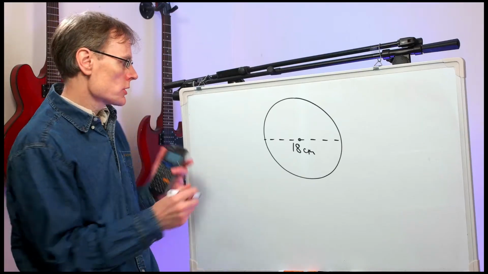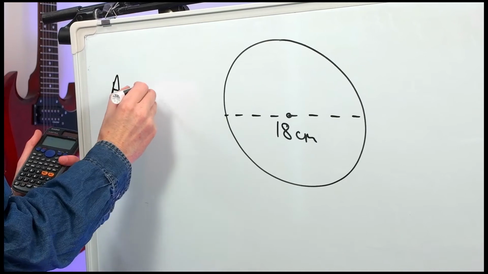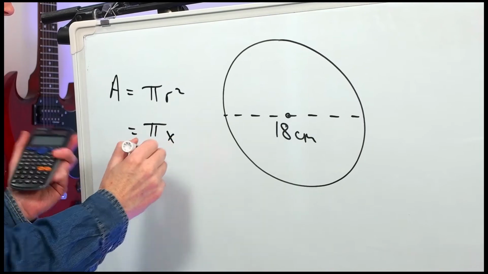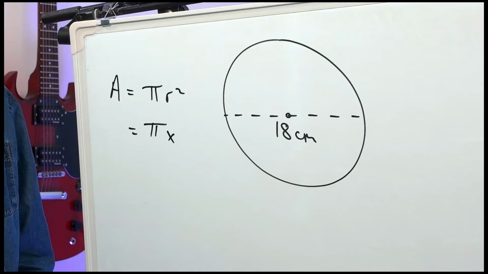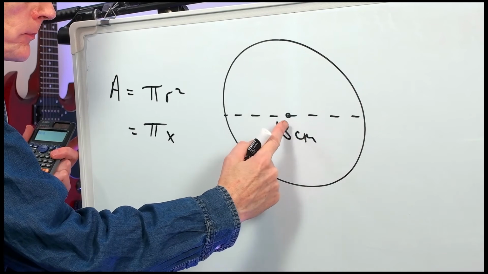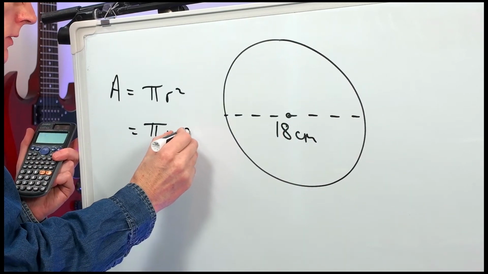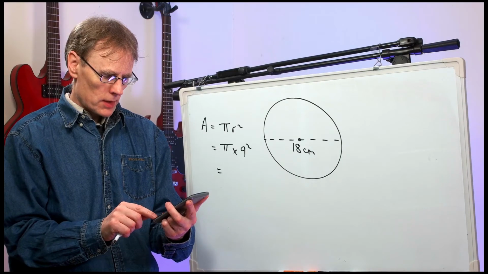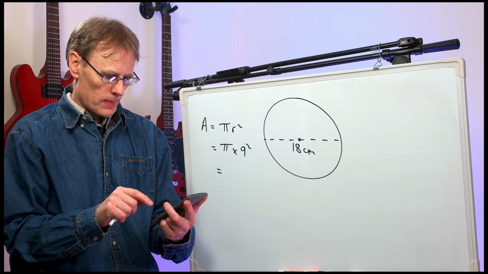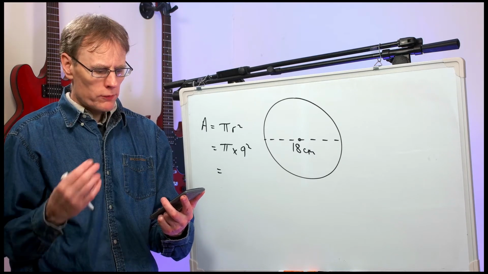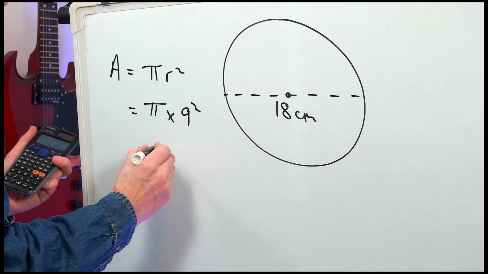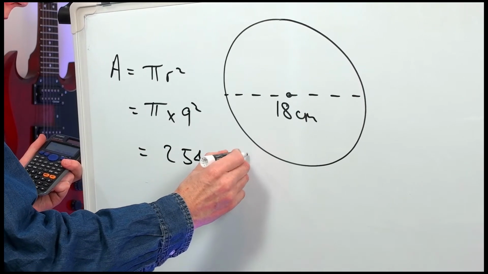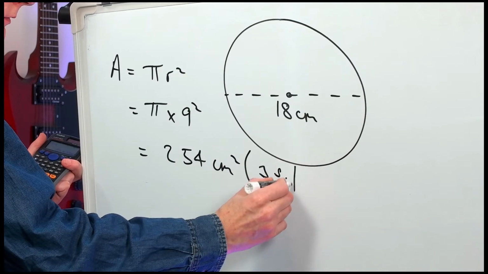Right, here's another one. We want to work out the area of the circle. Area equals pi r squared. So that's pi times the radius squared. Now here we have the diameter of 18, so the radius must be 9. So it's pi times 9 squared, or pi times 81. Ask the calculator, and it says 254.469. So that rounds off to 254 centimeters squared to 3 significant figures.